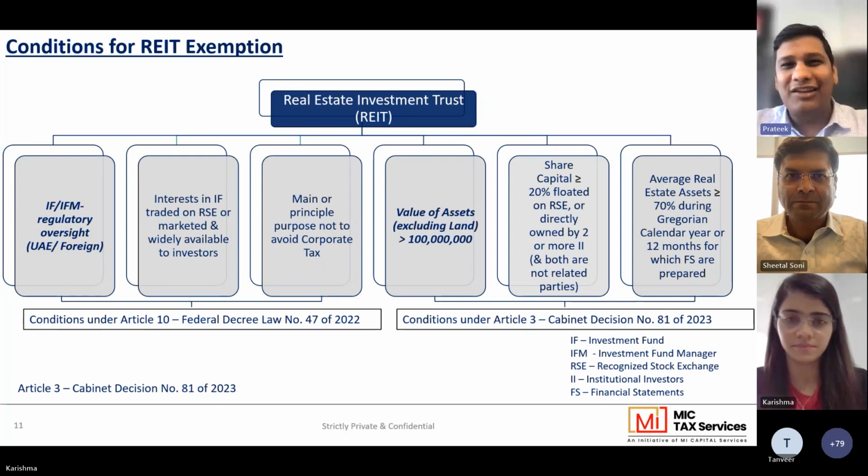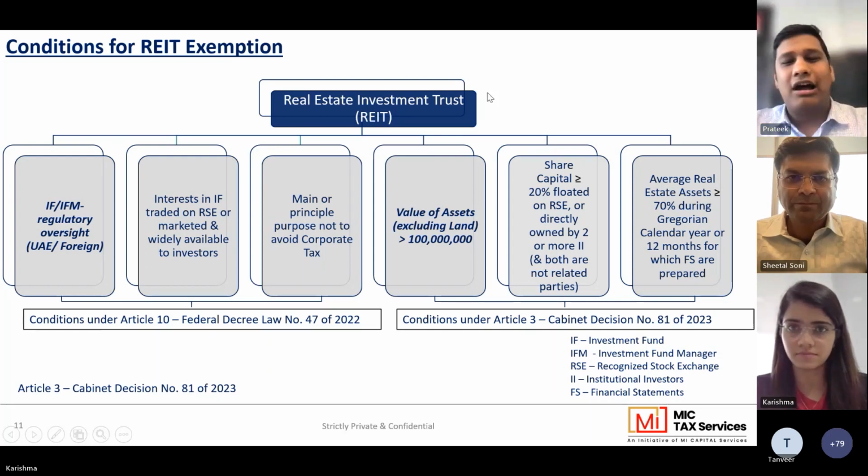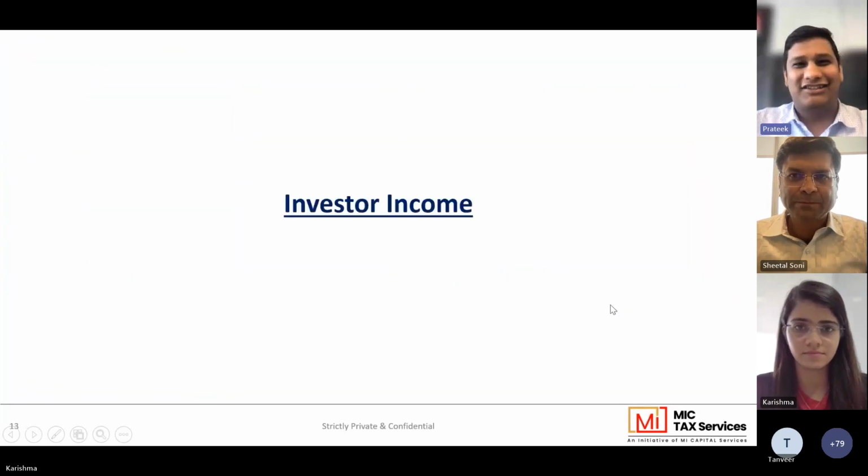So I hope the fund structure is very clear. Over to you, Karishma, for investor manager and investors relationship.